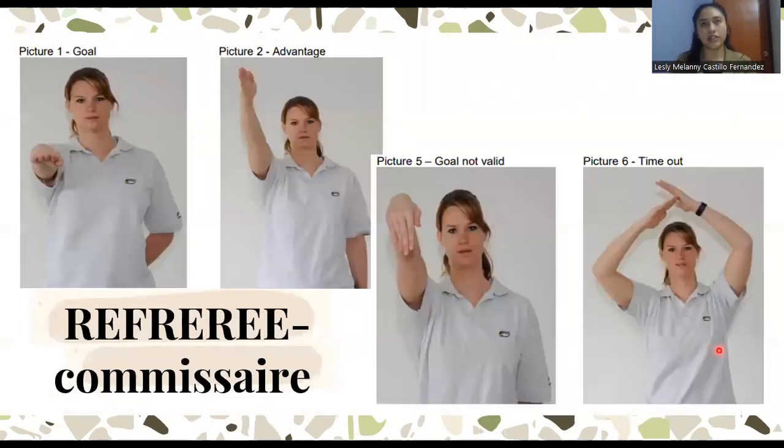Now we have the referee, which in this sport is called the commissary. Here there are some game signals. For example, in picture one we have the goal, and the signals for the advantage, the goal not valid, and the timeout.